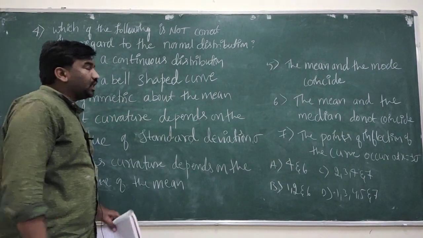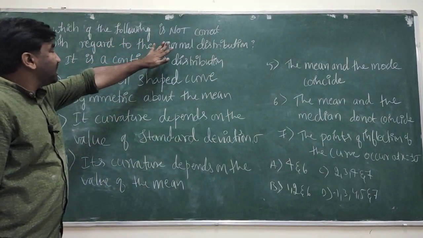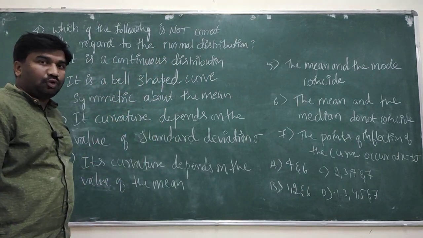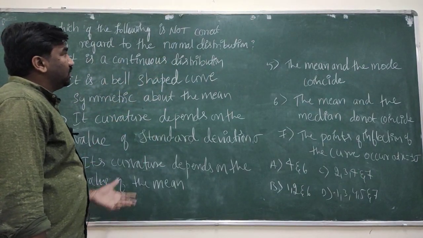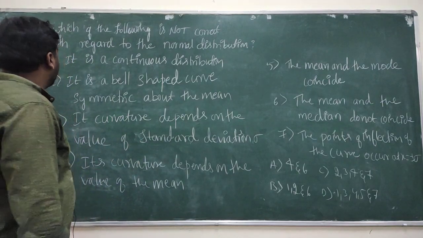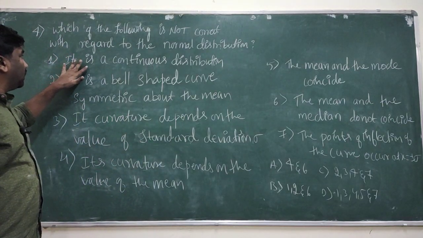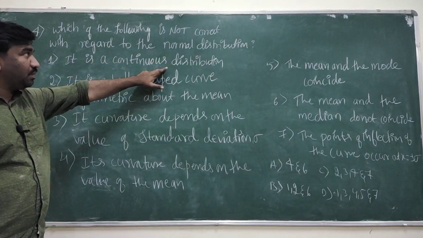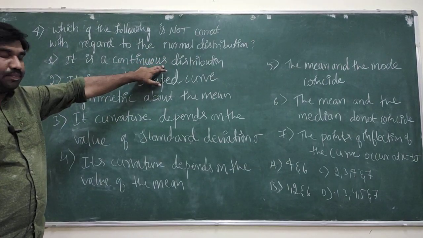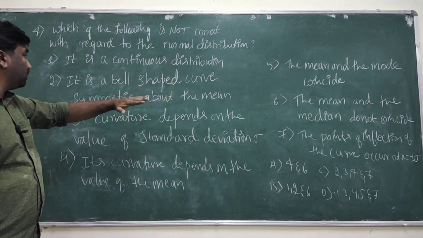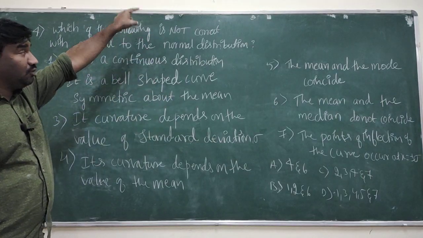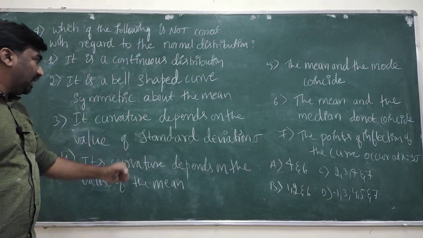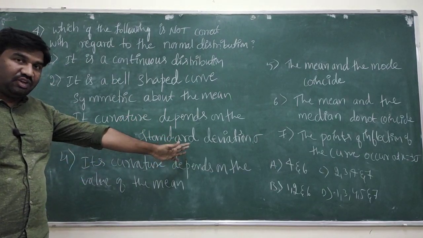So here, which of the following is not correct with regard to the normal distribution? So this is question number 4, based on the statistical mathematical part. Here the conditions are: it is a continuous distribution, that means this normal distribution is a continuous distribution, or it is a bell-shaped curve symmetric about the mean. They have asked which one is not correct. Okay, and its curvature depends on the value of the standard deviation.